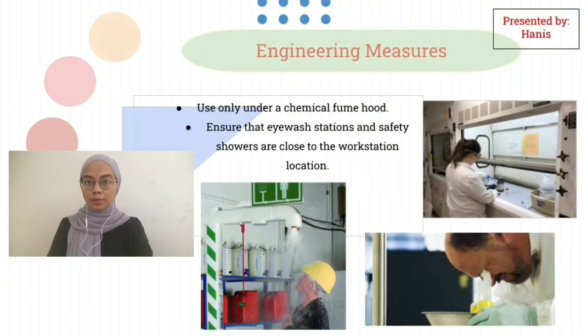There are some engineering measures that are suggested in handling phthalic anhydride. First, use only under a chemical fume hood. Second, make sure that the eye wash station and safety showers are close to the workstation location.